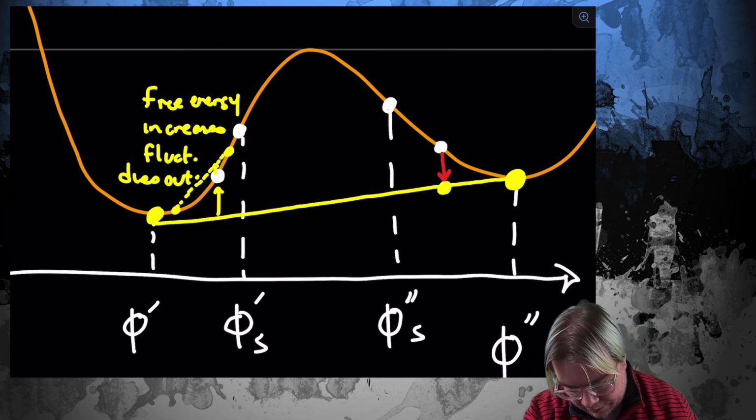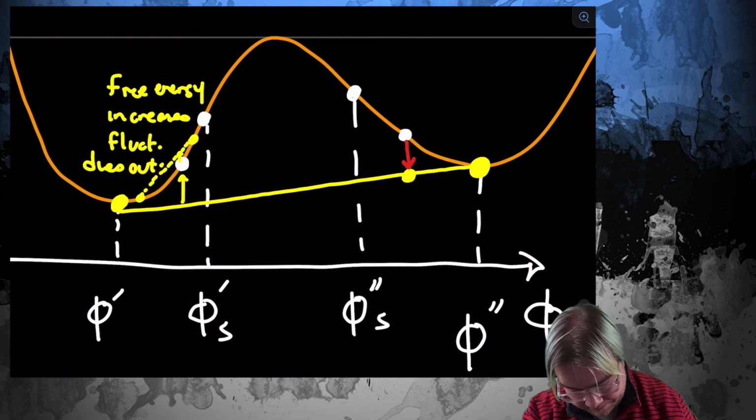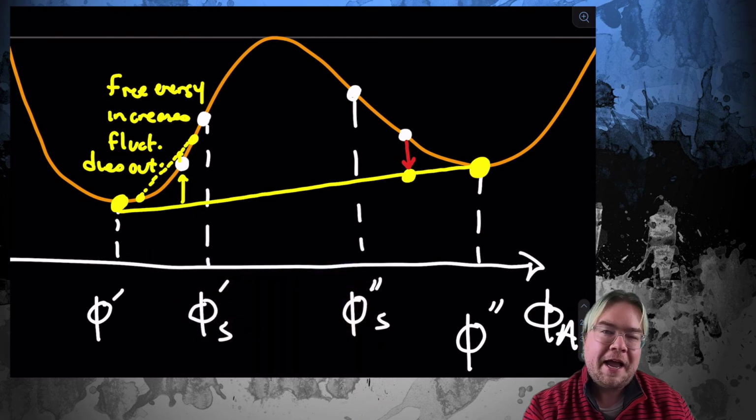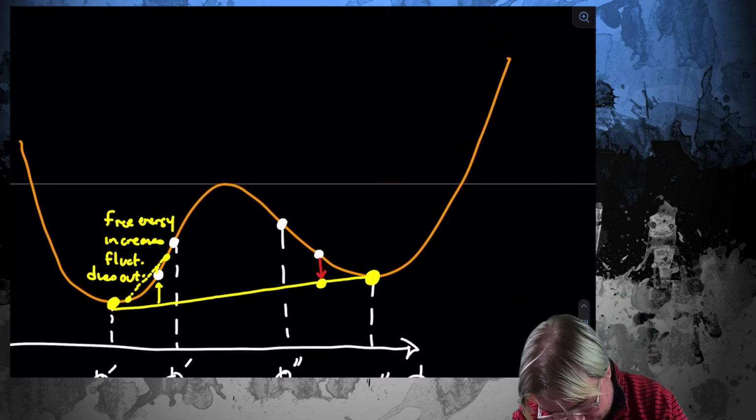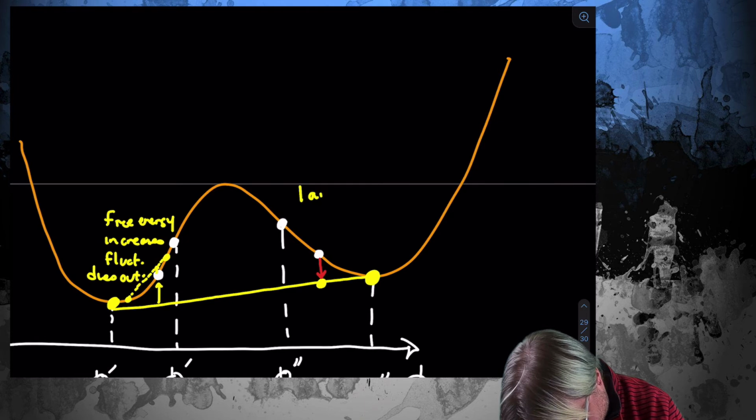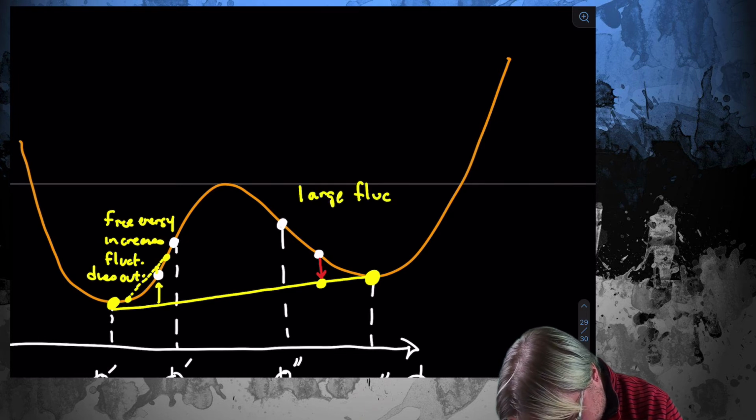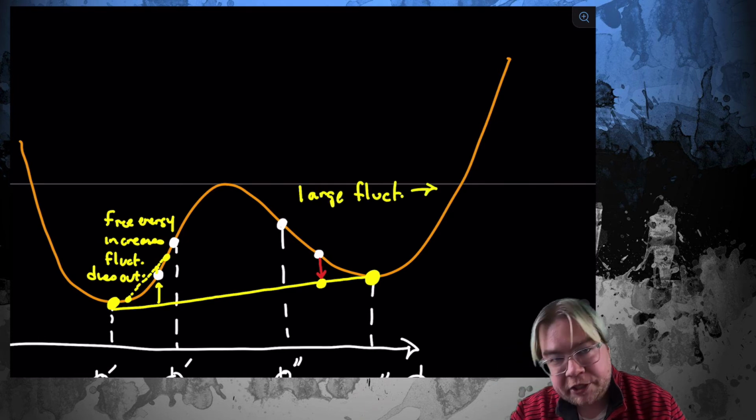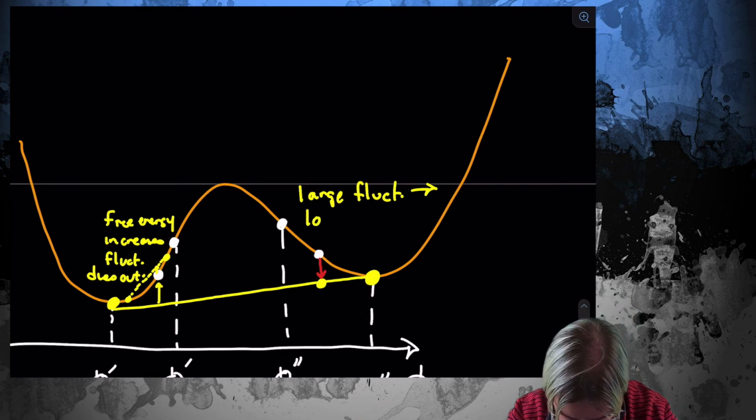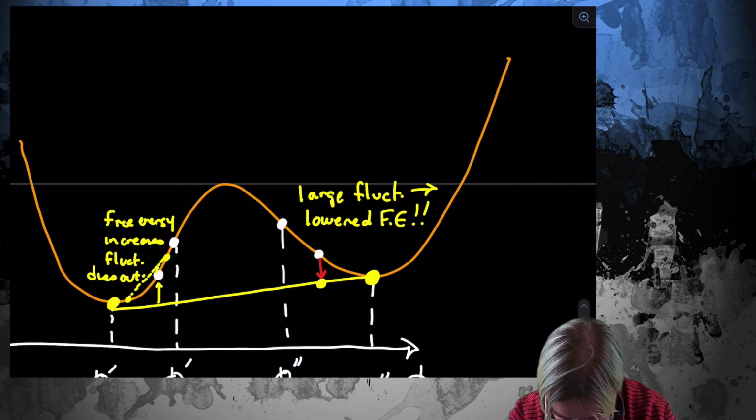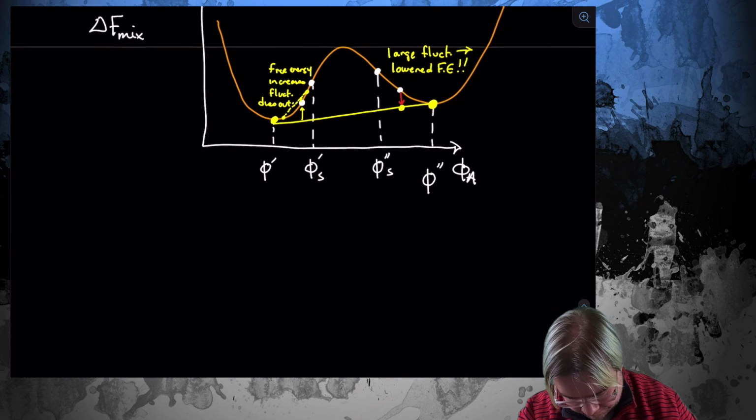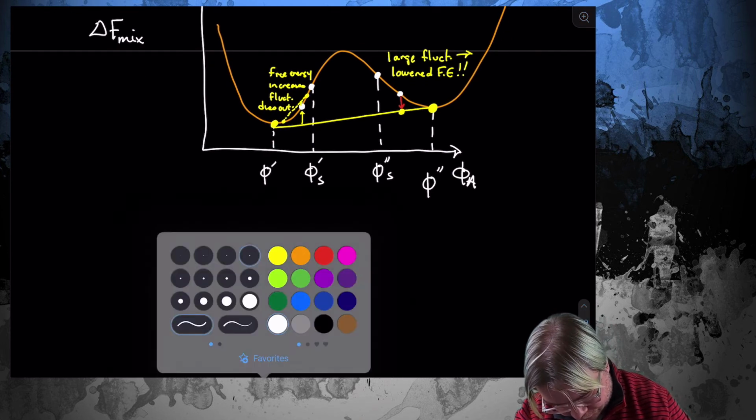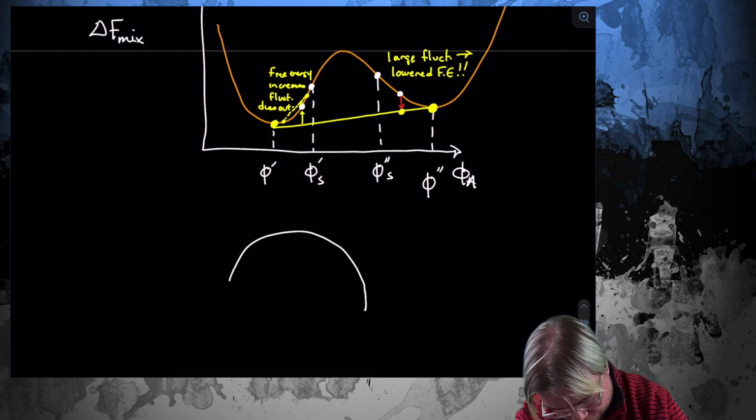So in between those stable points, I have a couple of options. One option is that there's a small fluctuation and it dies out. The other option on this side is that I had a large fluctuation. And what did it do? It lowered the free energy of my system. This is analogous to the case of a ball on a hill. So this is analogous to the case that I drew in the previous video.